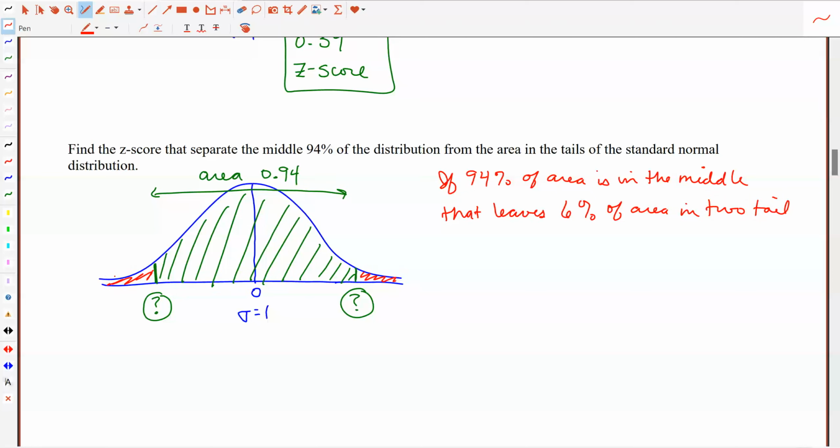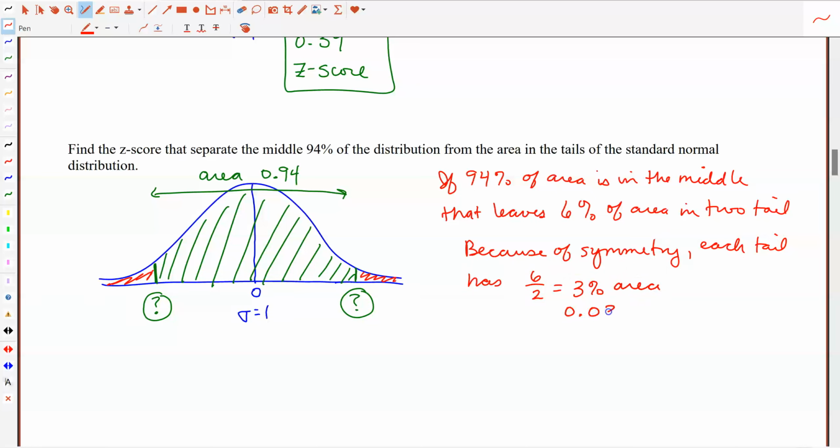Now this curve is symmetric. So because of symmetry, each tail would have half of that remaining area. Each tail has 6 divided by 2, or 3% area. And 3% as a decimal would be 0.03. So this area right here is 0.03, and this area right here is 0.03.